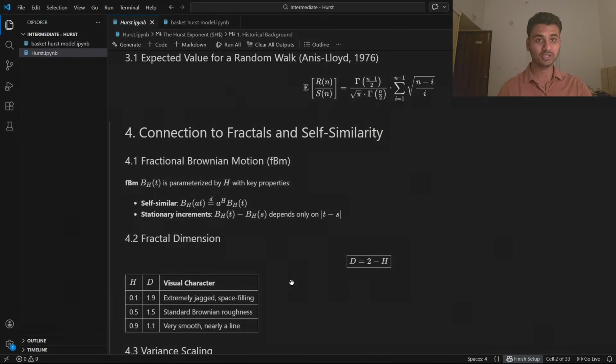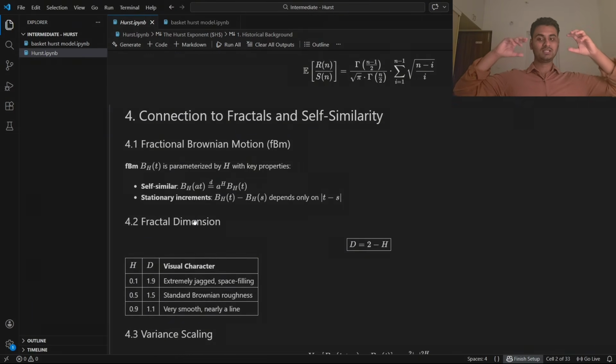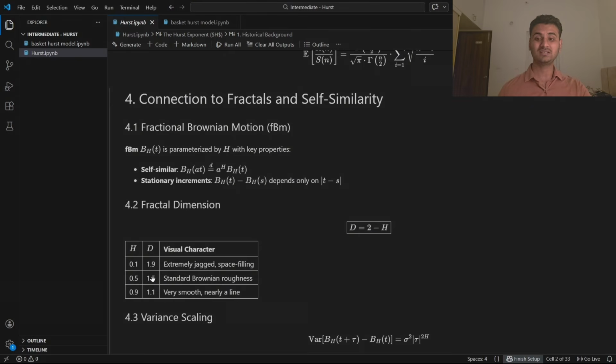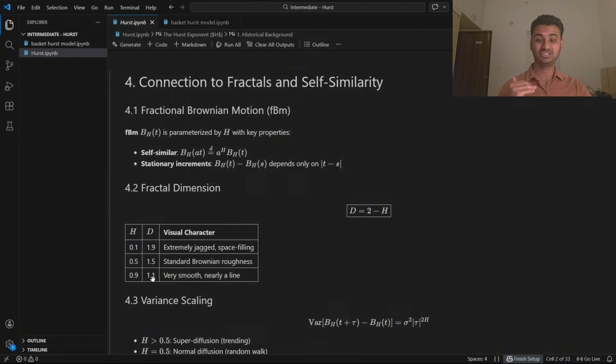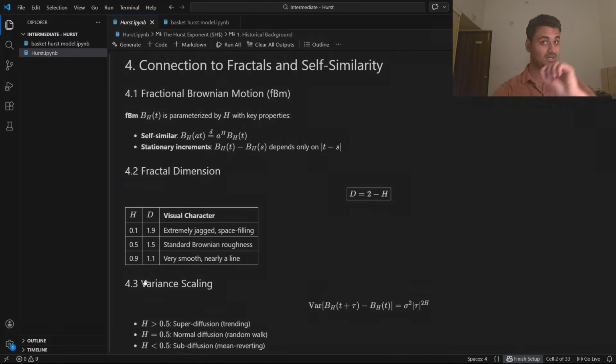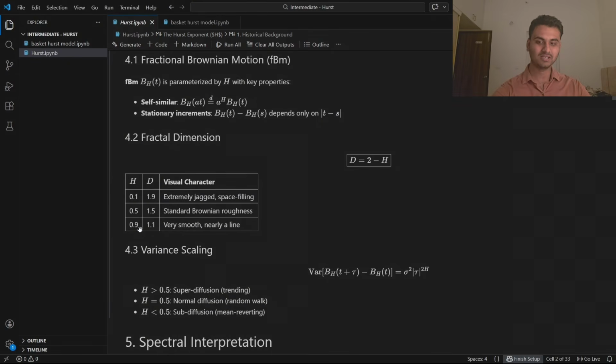Talking about fractional Brownian motion, it includes the correlation part as well. If Hurst is 0.1, the fractal dimension will be 1.9, an extremely jagged, space-filling character. 0.5 is again standard Brownian roughness. A Hurst of 0.9 gives a fractal dimension of 1.1, which is very smooth, nearly a line. Then we come to variance scaling and the spectral interpretation.